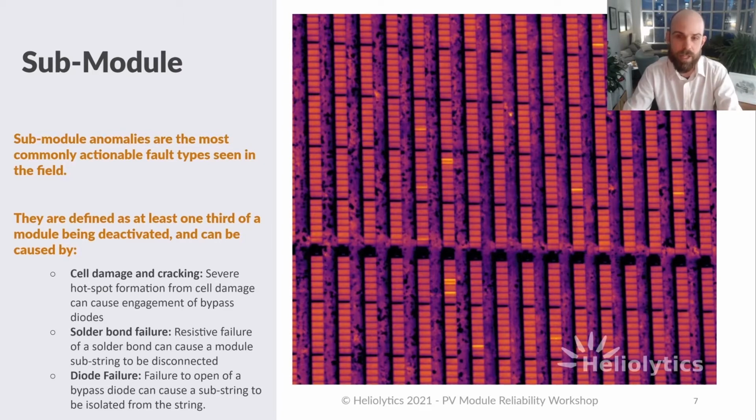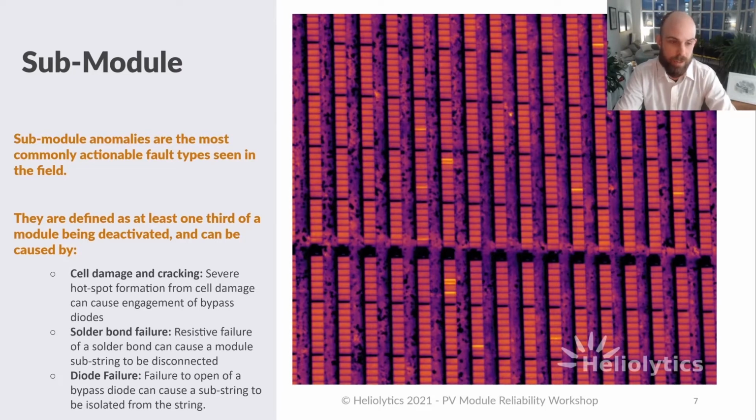However, if that cell damage becomes too pervasive, it can cause the bypass diode to engage and deactivate 1/3 of the module. It can also be caused by solder bond failure. This is probably one of the most common root causes we've seen for submodule failures. These solder bond failures or resistive heating will cause solder bonds to fail over time, and that will cause sections or substrings to be isolated.